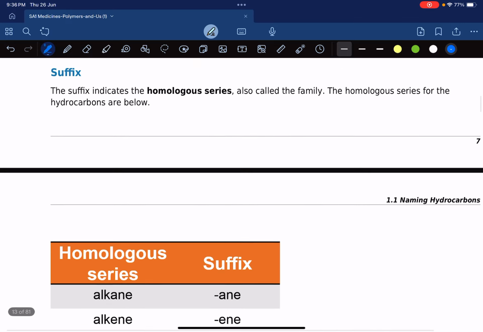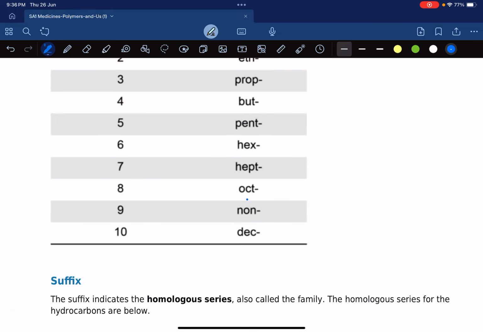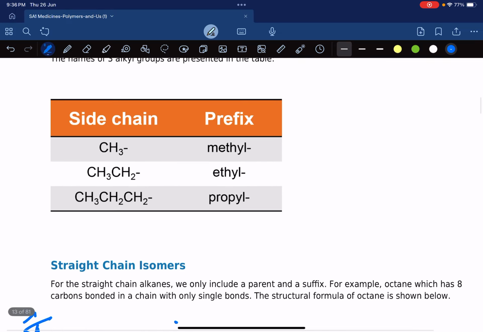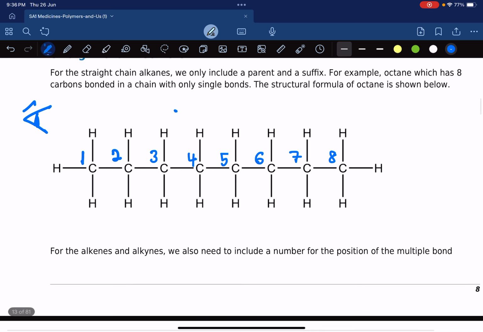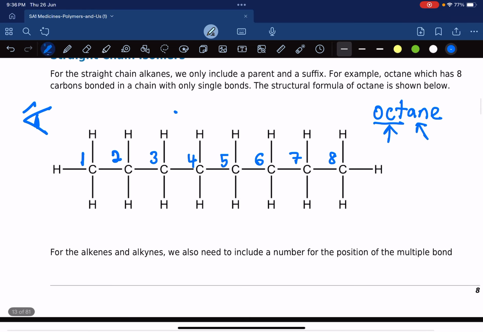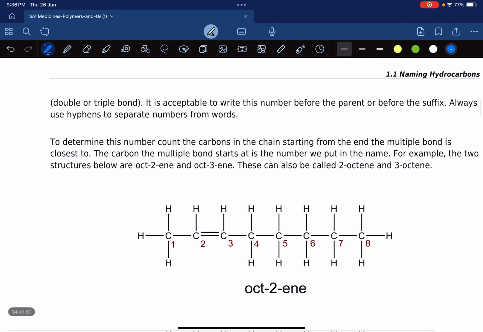If we come back to this, 8 is oct, and we know this is an alkane, so it's going to be called octane. Oct for 8, and ane is the suffix. The stem tells us how many carbons there are in the straight chain, and you don't see anything else sticking out of this. That's it. There is no prefix to be added. So let's go on to the next example.